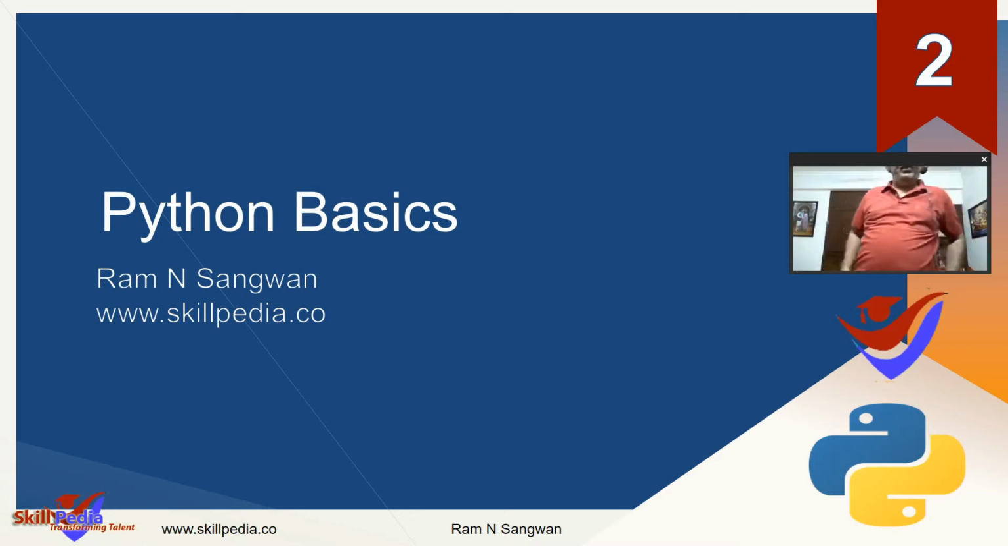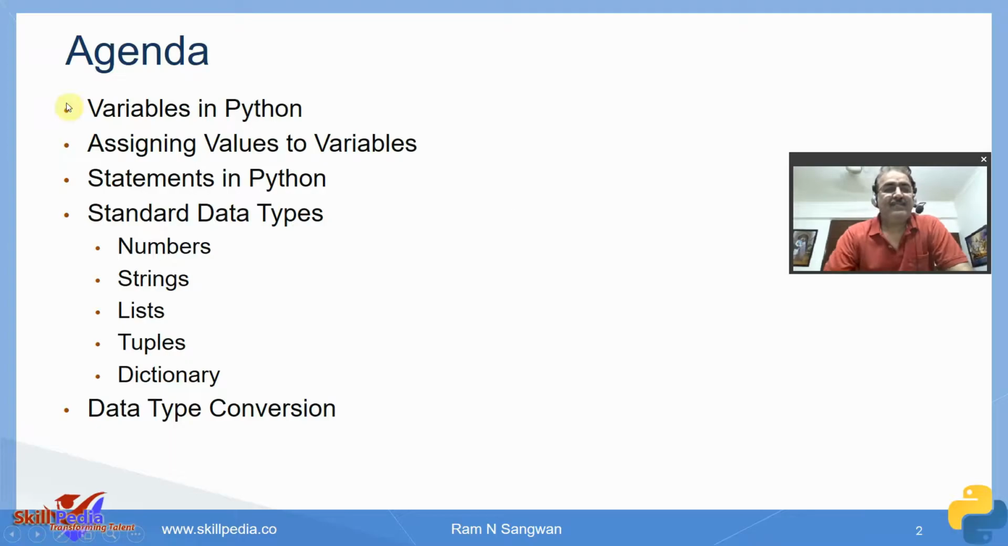Python programming, session 2, Python basics. The agenda of the session is variables in Python, assigning values to variables, statements in Python, standard data types like numbers, strings, list, tuples, dictionary, all these variables we'll understand, and data type conversions, changing from one data type to another. Yeah, this Python is, I think, first programming language we are doing officially, right?